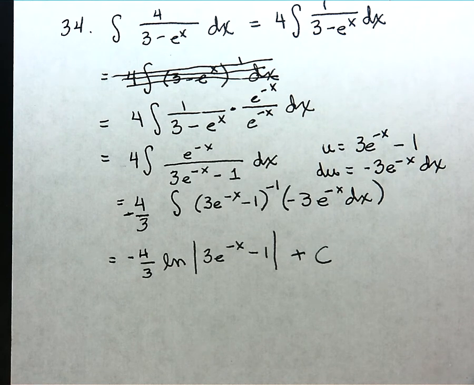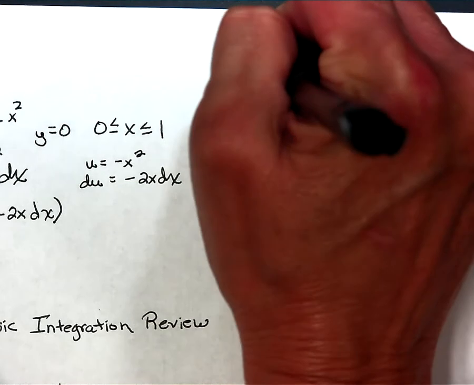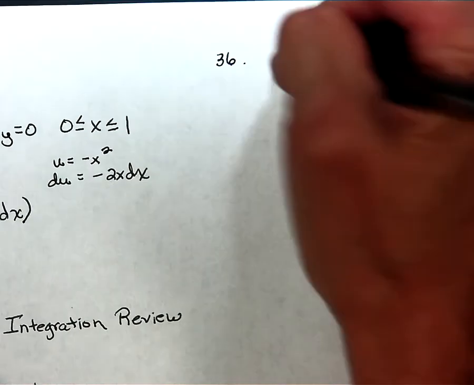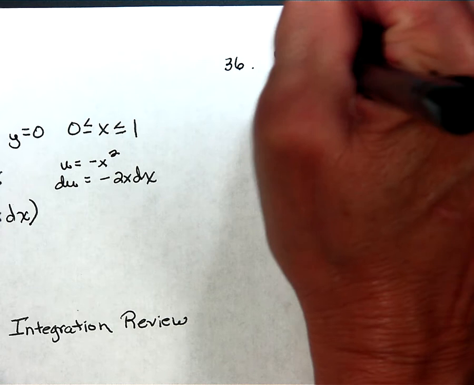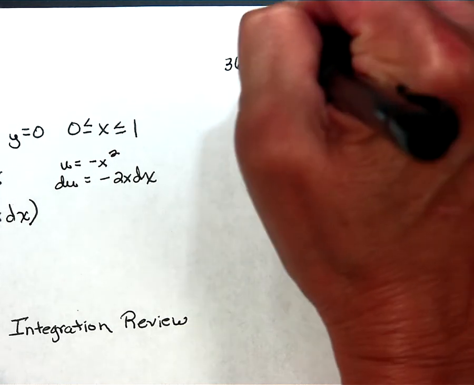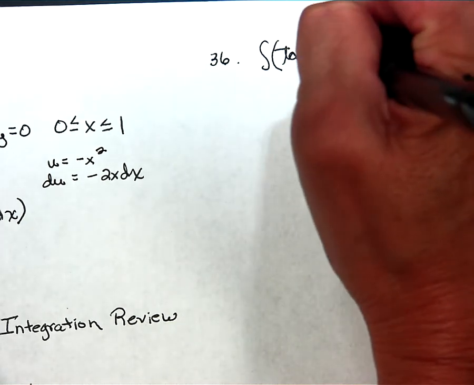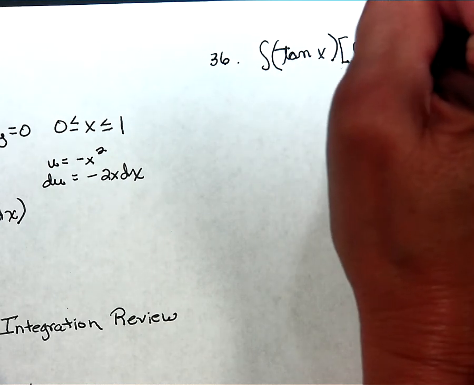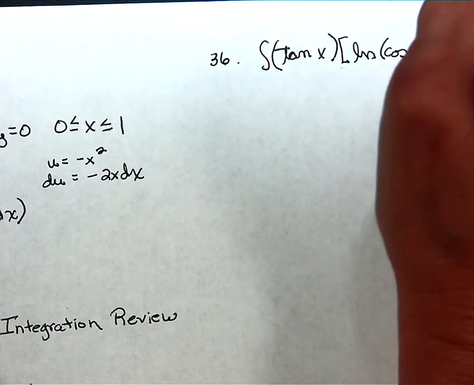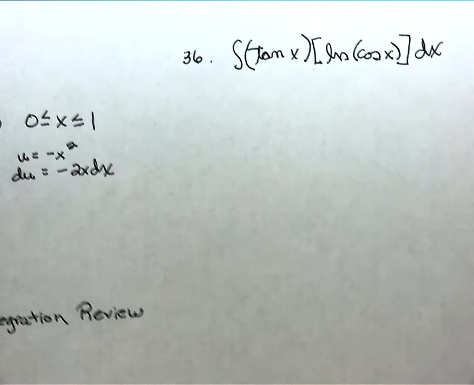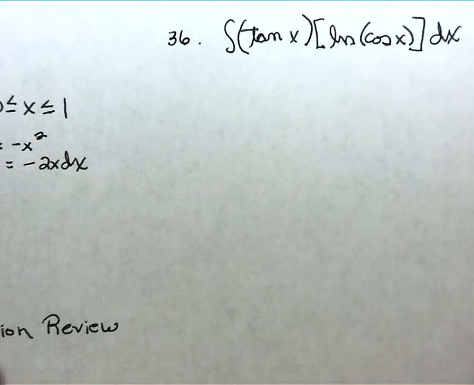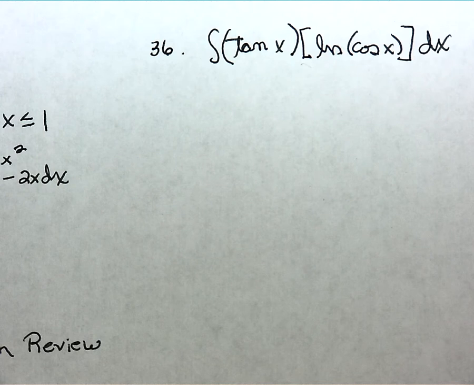All right. We're doing pretty well. I have 4 more circles. Let's see, 36. What is tangent of x times the natural log of cosine x dx?